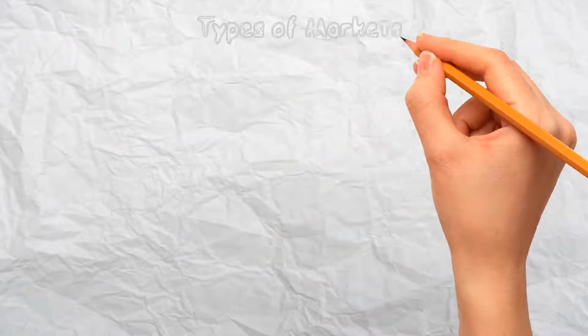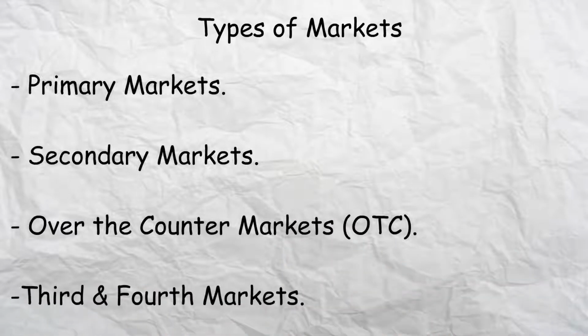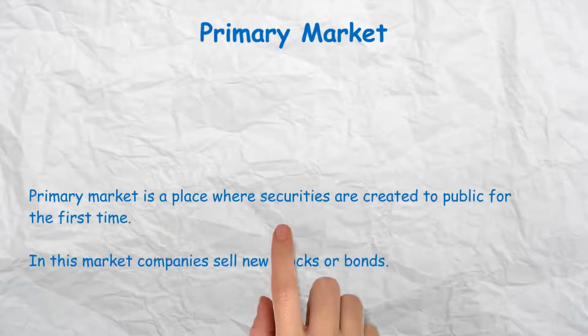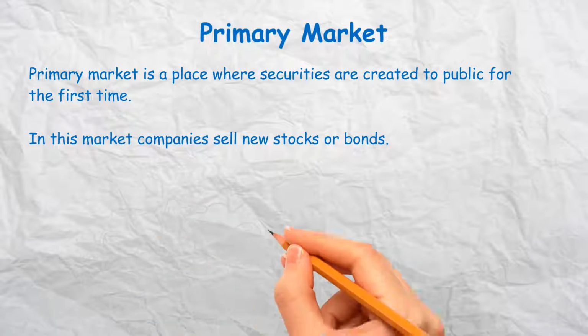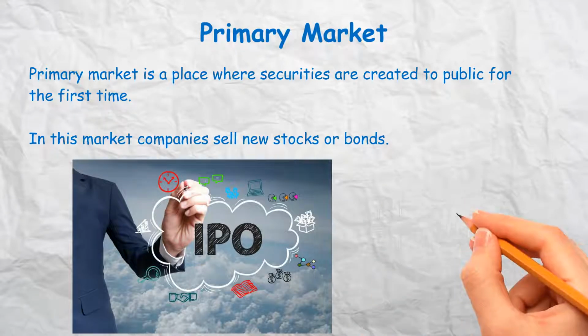Apart from various asset classes, our markets can be classified into the following types: primary market, secondary market, OTC market, third and fourth market. Primary market. In simple terms, the primary market is a place where securities are offered to the public for the first time. It's in this market where companies sell new stocks or bonds to the public for the first time. An example of a primary market in stock markets is the IPO, initial public offering.